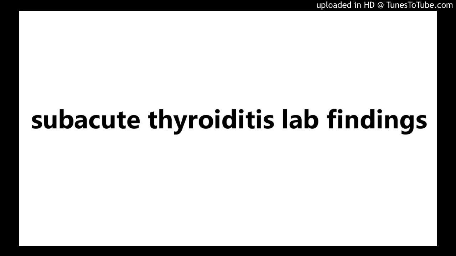The ESR is usually greater than 50 mm per hour and may exceed 100 mm per hour. C-reactive protein may also be elevated. Other characteristic laboratory findings, although not routinely needed to confirm diagnosis, include high serum thyroglobulin concentrations due to release from the thyroid gland, mild anemia and leukocytosis.